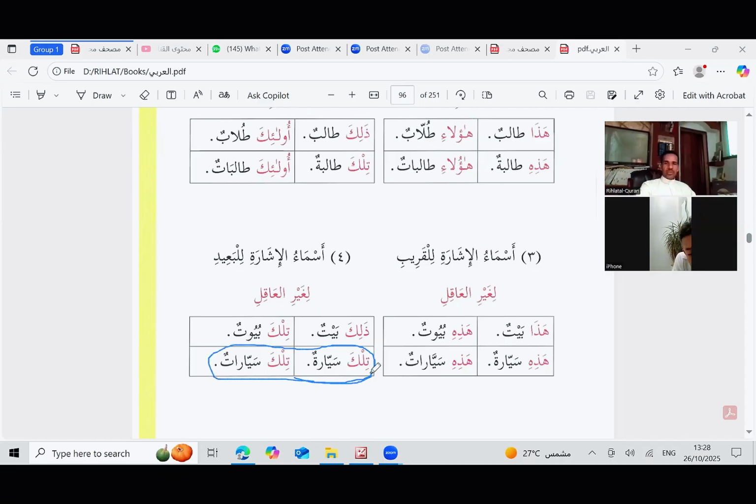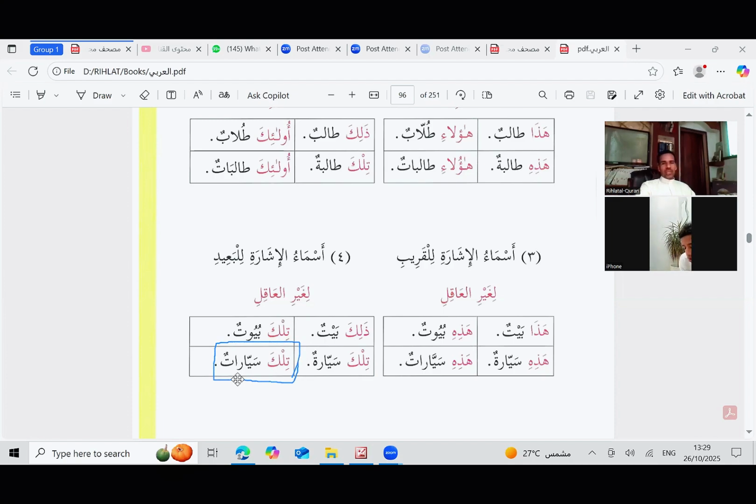What is the difference? One is feminine singular and the other one is feminine plural. Excellent. The first one is singular, right? And it means that is a car. And the second one is what? Those are cars. Exactly. Those are cars, plural.